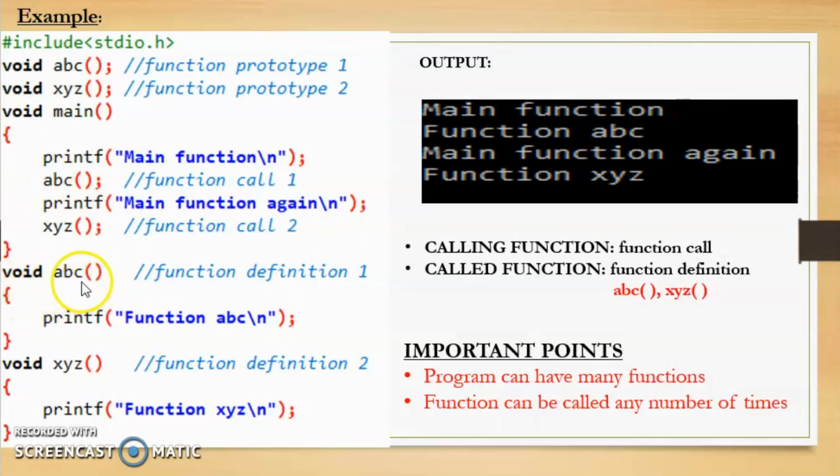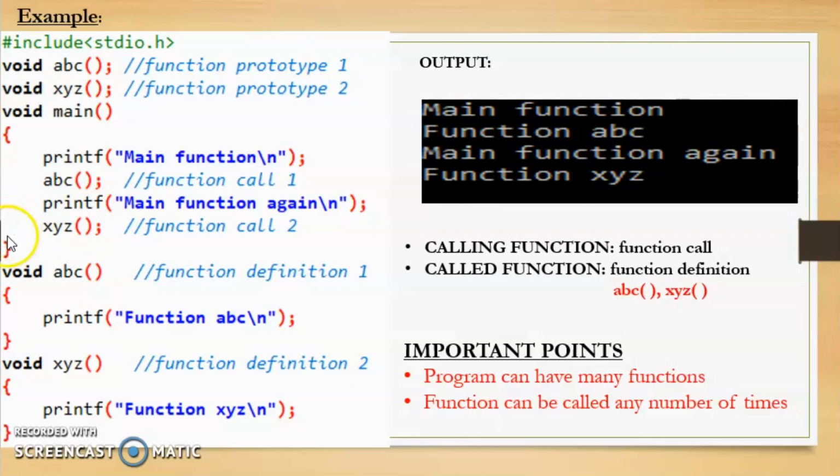Now inside this abc function we have a printf statement, so it will print function abc. There are no more statements over here, so control will return back to the main function. Now over here, till here all the statements are executed. So the next statement is, it will print main function again. After this, there is another function call to function xyz.